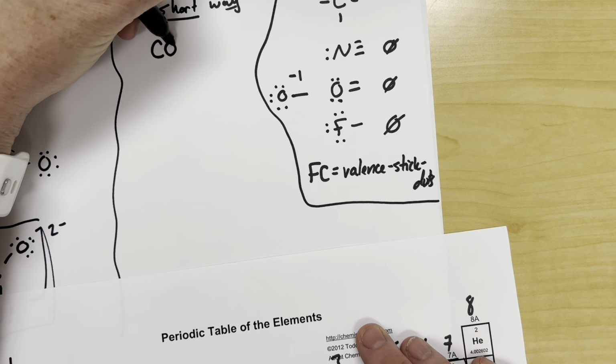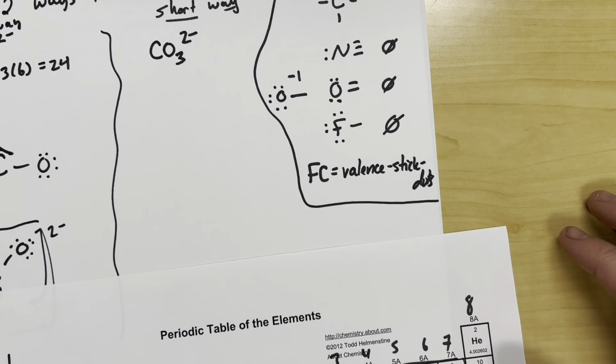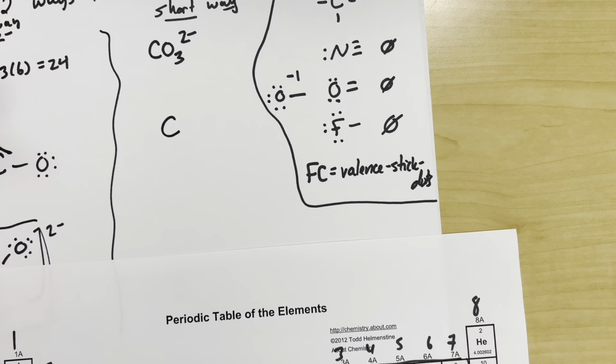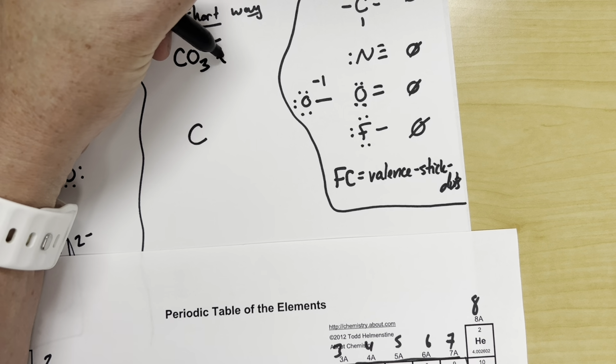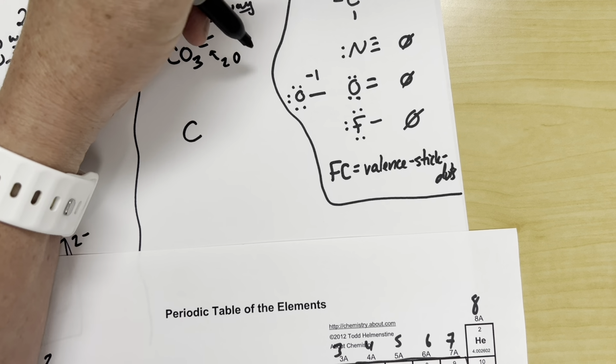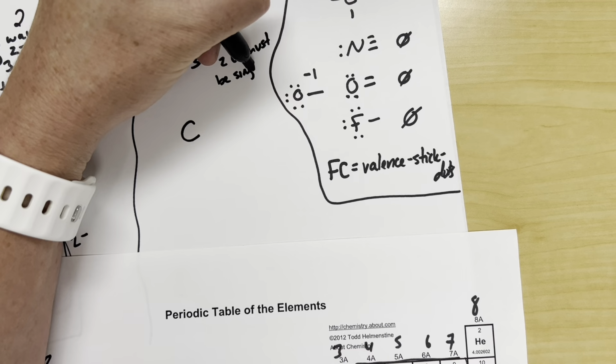So again, we're using CO3 2-, aka carbonate. Okay. Carbon's in the middle, and we're gonna bond it to oxygens. But this 2 right here, this 2 negative, tells us that 2 oxygens must be single bonded.